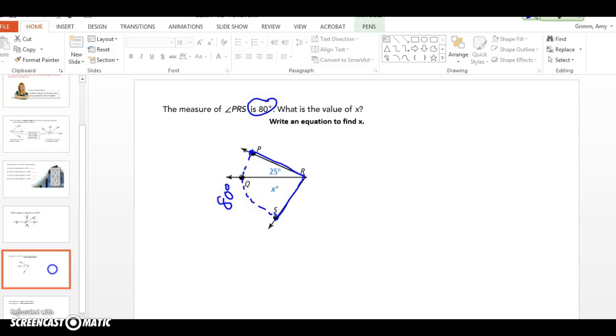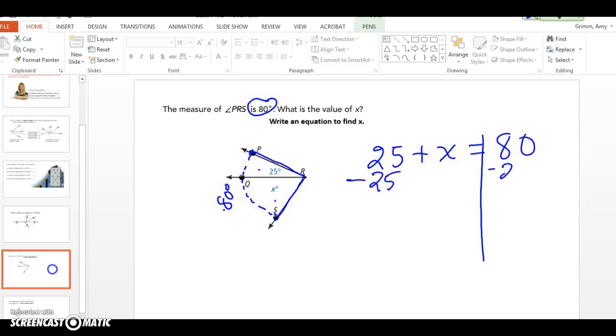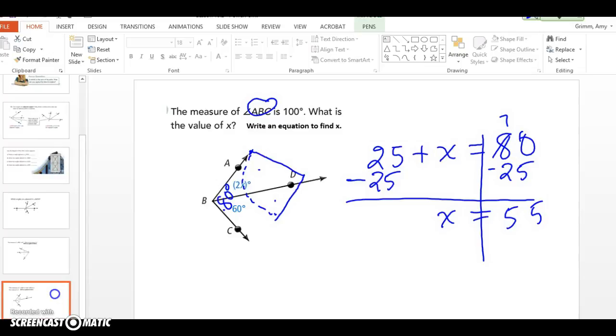Jenna. 25 plus X equals 80. Does that make sense? There's the basic one-step equation. This angle plus this angle has to be the same as 80 degrees. All right, super easy then. Write our equation and subtract 25. So we get X equals 55. Pretty simple. How'd you get 55? I just subtracted 80 minus 25.